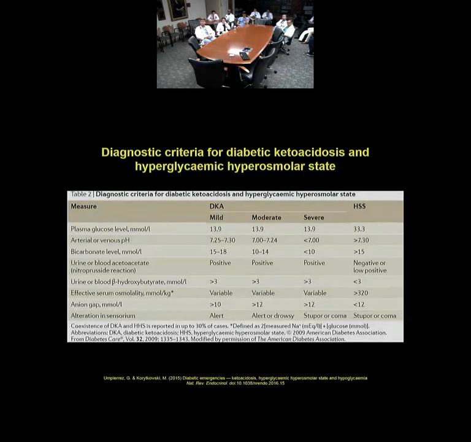They have acidosis, so you'll see this in the blood gas. Their bicarb level is lower in severe DKA. They have a bicarb less than 10. They have urine or blood ketones, and blood beta-hydroxybutyrate. But remember, the urine test doesn't measure the beta-hydroxybutyrate. They have a serum osmolarity that's much higher in HHS. They have anion gap metabolic acidosis in DKA, and altered sensorium is a requirement for HHS, and there are various degrees of alteration in sensorium in DKA.